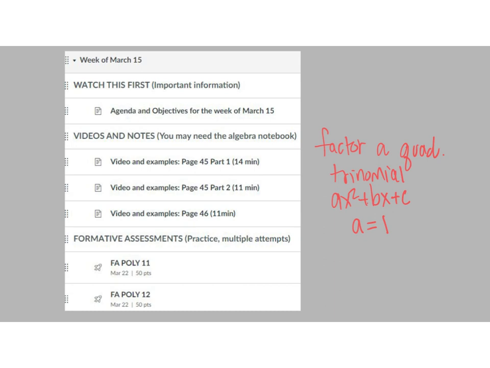And you can see that we have that broken down into 3 different videos. Page 45 has 2 parts to it, and then page 46 is just 1 part. And all those have to deal with being able to factor a quadratic trinomial when a equals 1. And then there are 2 summative assessments here. When you click on there, you'll get more information, but keep in mind that those are always assigned on a Monday, due on a Monday, and those are due at 9 a.m.